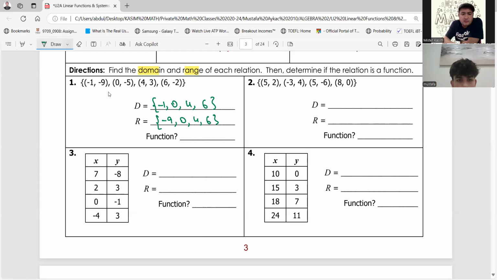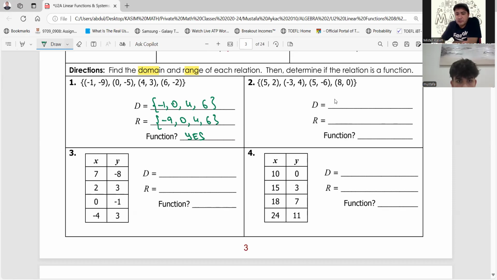Look at the x values. Do they repeat or not? No, right? Then yes, it's a function. Why? Because we don't have any x values repeating. If an x value repeats with two different values, then it's not a function. So -1, 0, 4, 6, all input values are different, right? That's why it is a function.